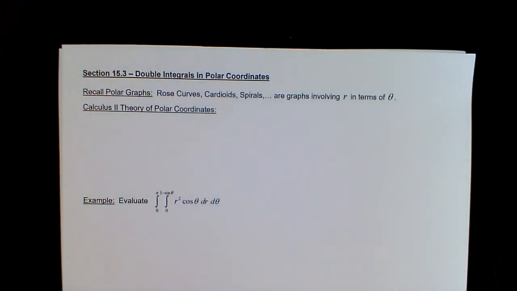Hello everyone, this is section 15.3, double integrals with polar coordinates.